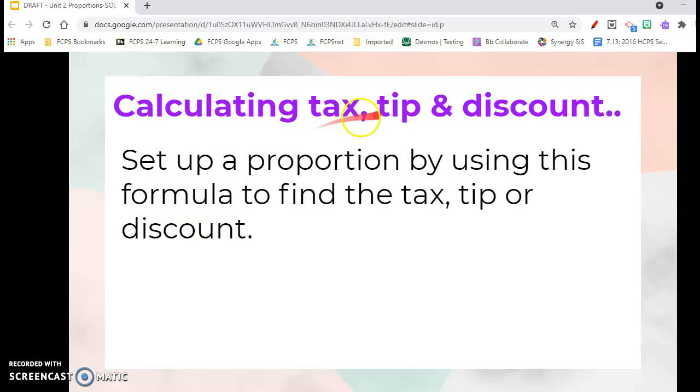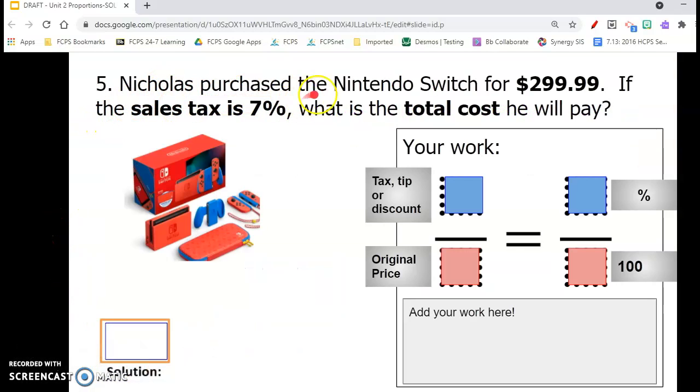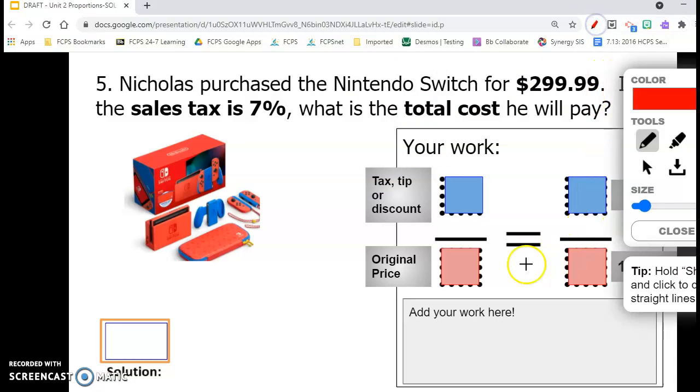So how do we calculate tax, tip, and discount? You're going to need to set up a proportion by using this formula to find the tax, tip, or discount. Percent is always out of 100. Your original price is on the bottom of your fraction, and the top is tax, tip, and discount. So let's read this problem. Nicholas purchased a Nintendo Switch for $299. That is your original price. I'm going to put $299.99. And the sales tax is 7%. We know that percent is always over 100. 7 over 100. What is the total cost?